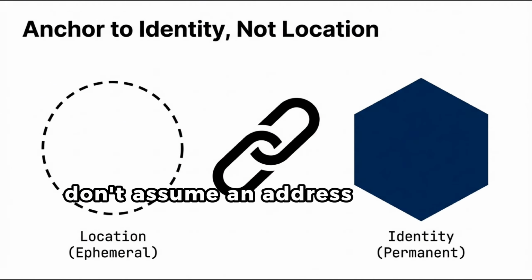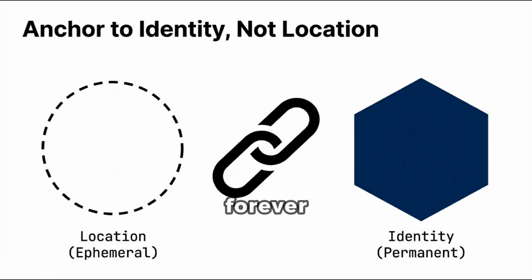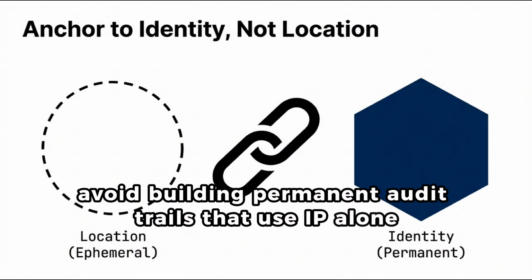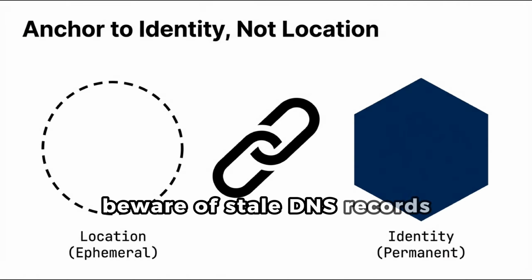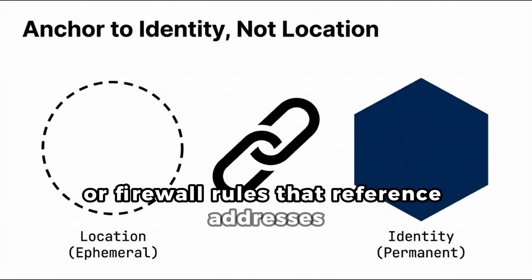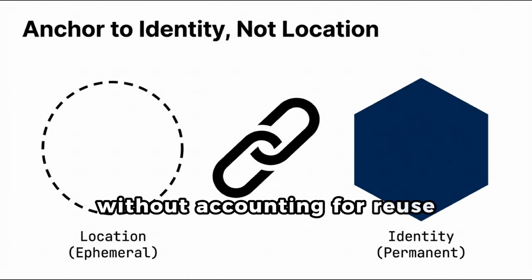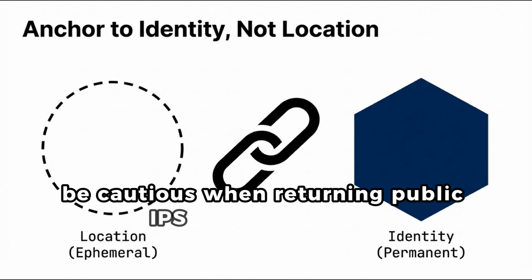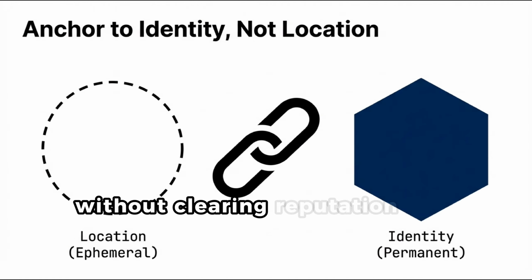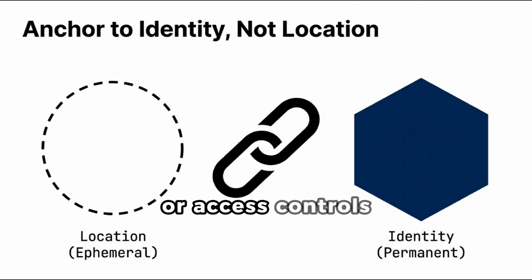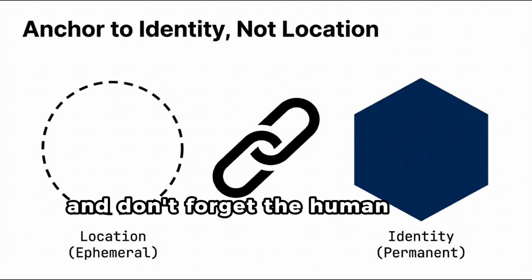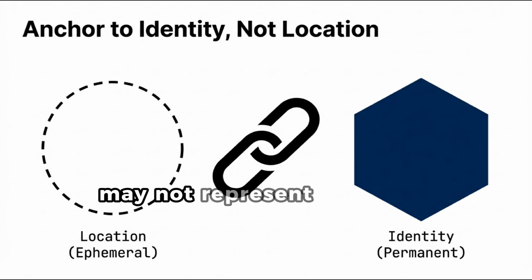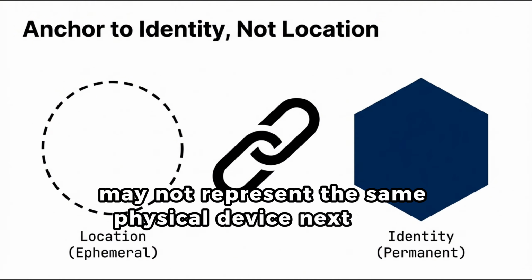Don't assume an address uniquely identifies an entity forever. Avoid building permanent audit trails that use IP alone. Beware of stale DNS records or firewall rules that reference addresses without accounting for reuse. In multi-tenant environments, be cautious when returning public IPs to a shared pool without clearing reputation data or access controls. And don't forget the human factor. Educate teams that an IP seen in logs may not represent the same physical device next week.